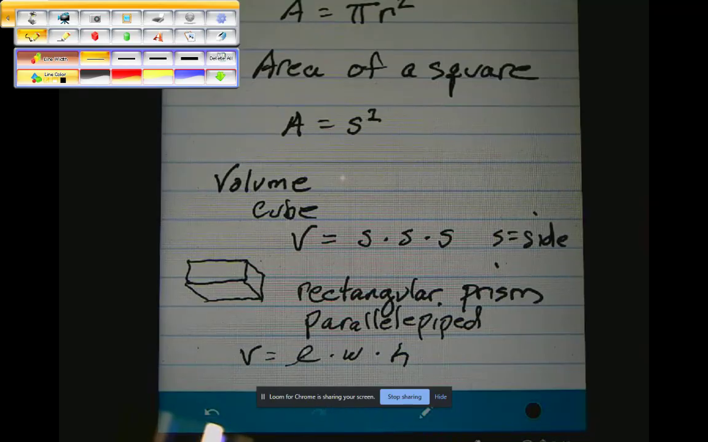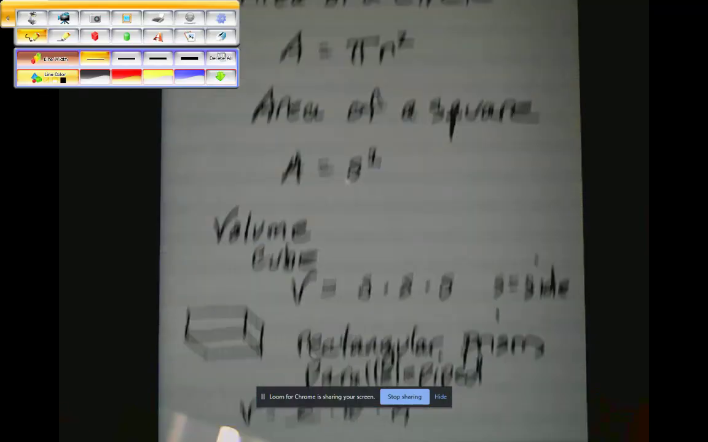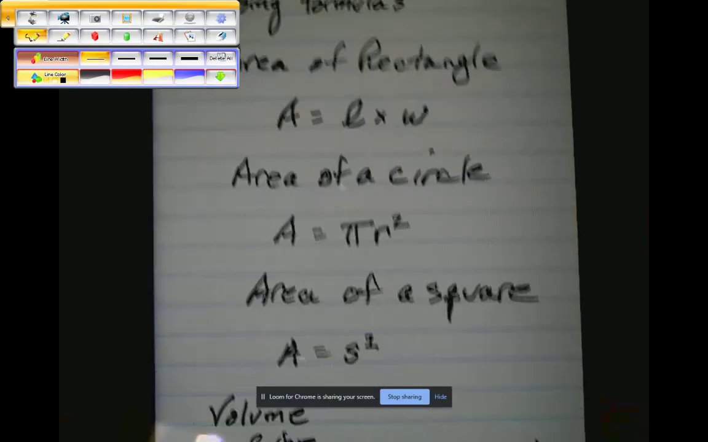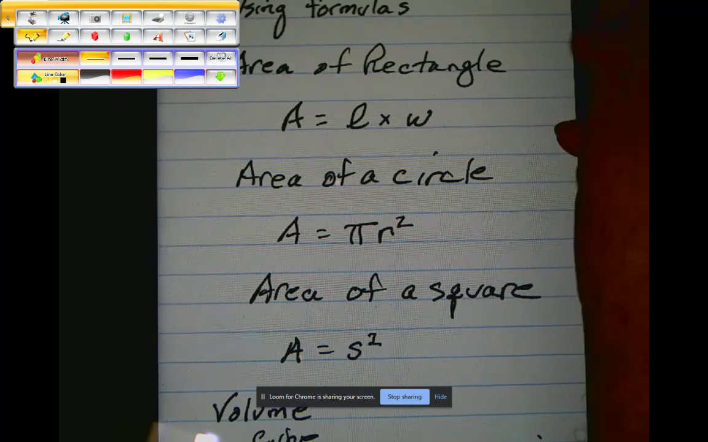Now, look at this, though. So the area of a rectangle is length times width, and the volume of a prism is length times width times height. So they are related. So how do we use these formulas? Well, let's look at an example.